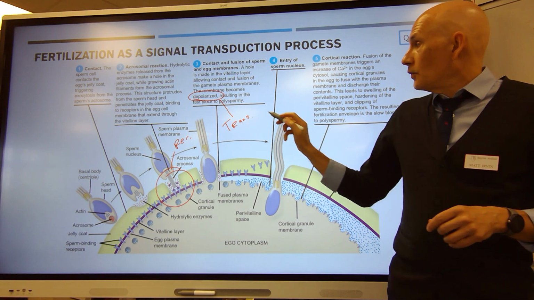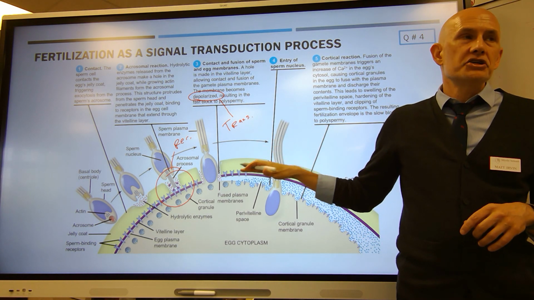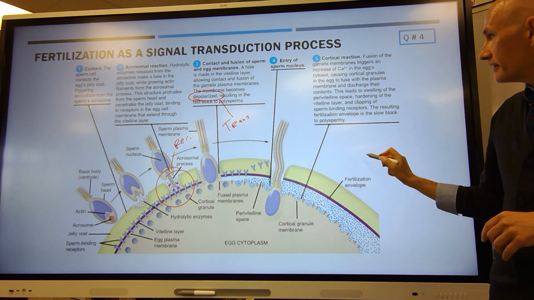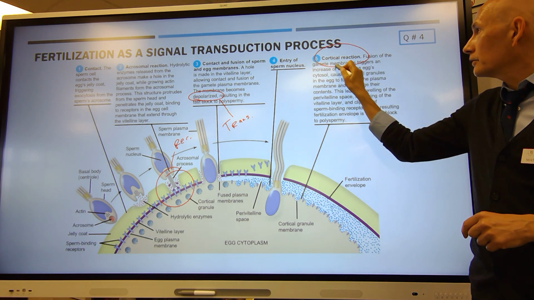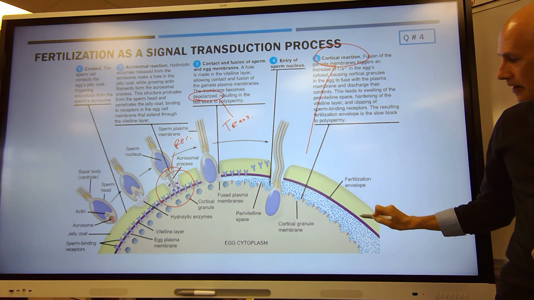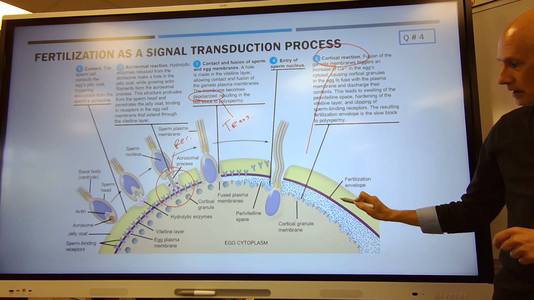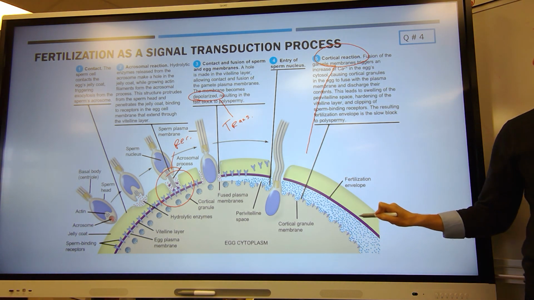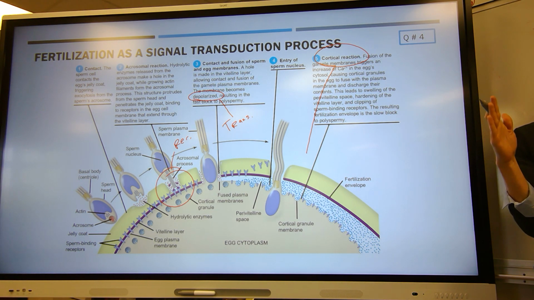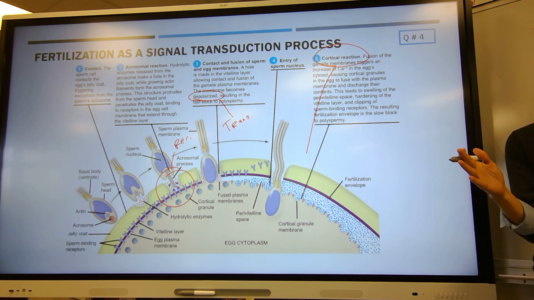So this depolarization changes the charge of the egg membrane, and the response to that is the cortical reaction. That's where all of these granules spread in between the fertilization envelope, and then water flows into that salt, separating the fertilization membrane from the cell membrane, and that prevents two sperm or multiple sperm from fertilizing one egg.